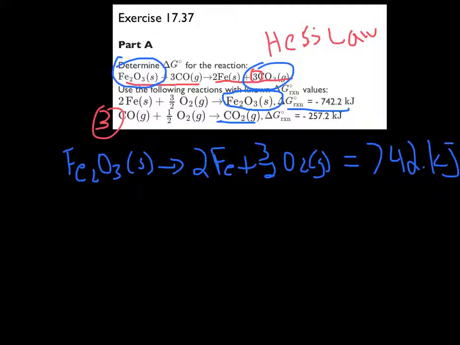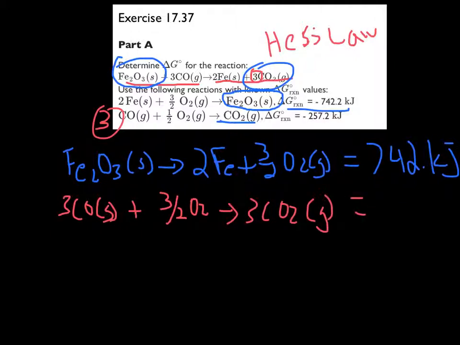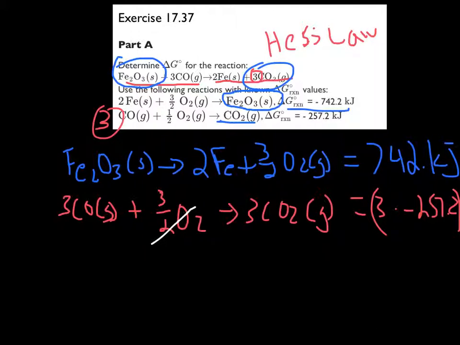So this comes out to be 3 CO gas plus 3/2 O2 gas equals 3 CO2 gas, with delta G equal to 3 times negative 257.2. Alright, so let's see what cancels out. We have 3 O2 gas, and we notice that this cancels out with this one.